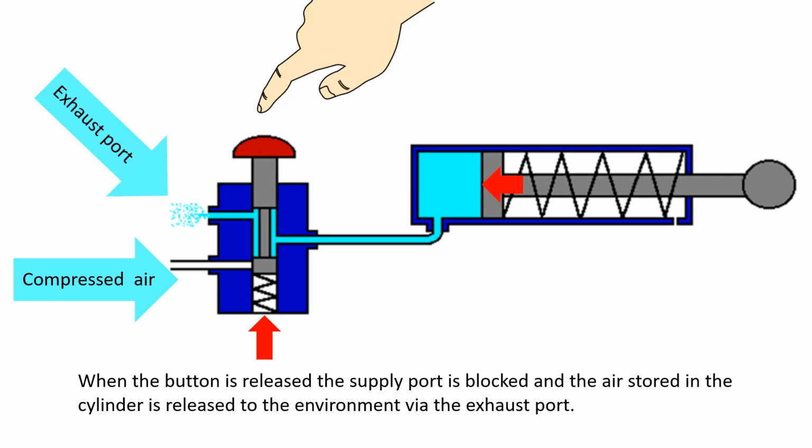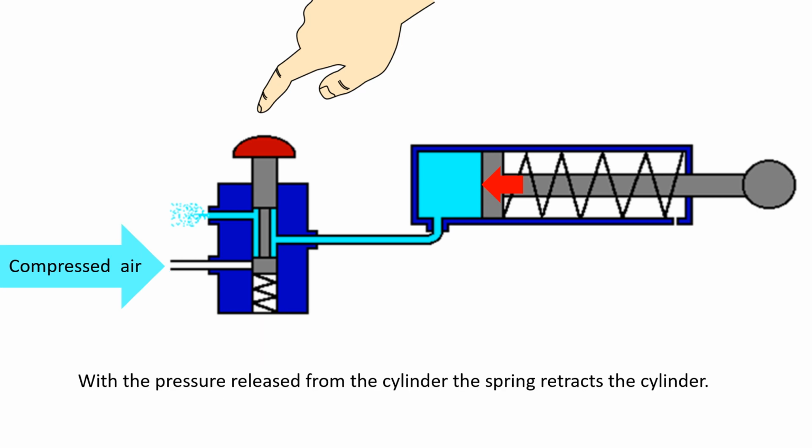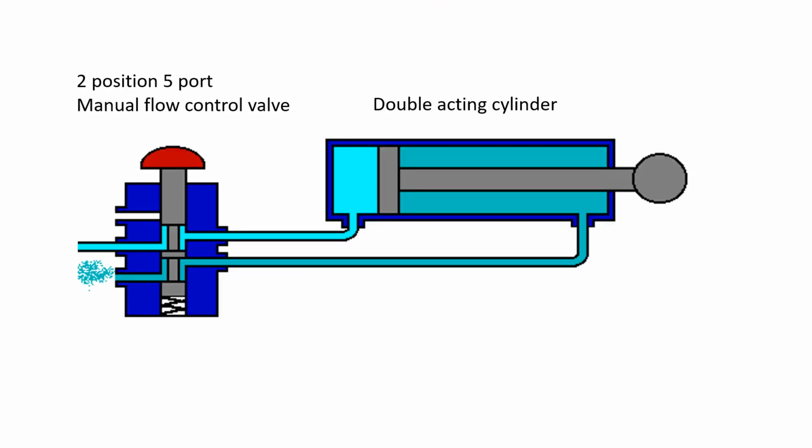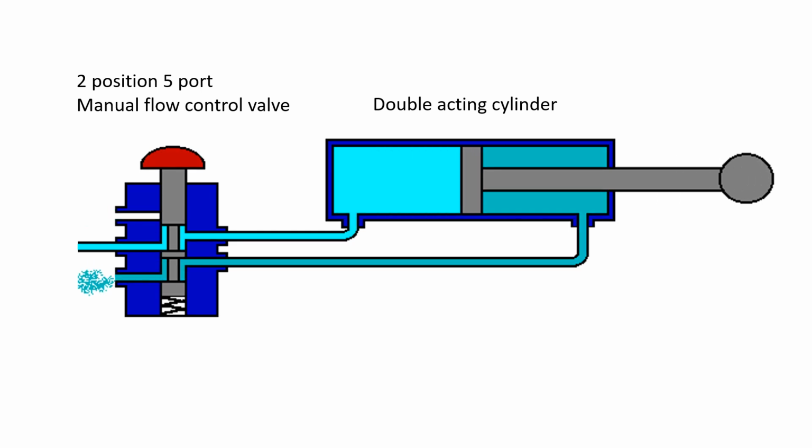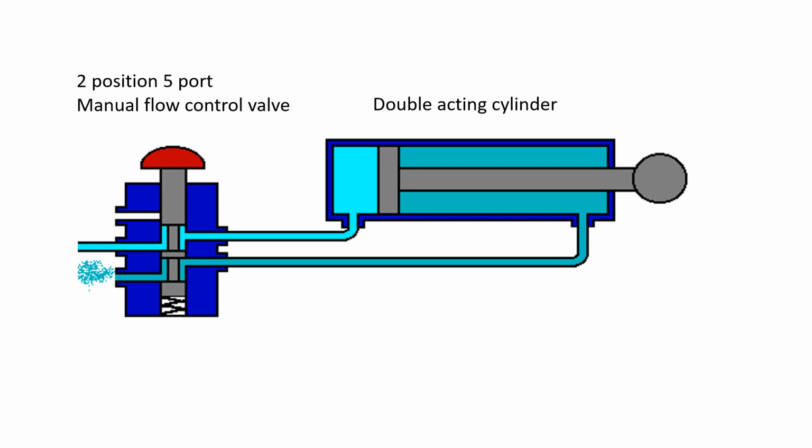When the button is released, we can see that the supply has been isolated and the air in the cylinder is free to escape into the atmosphere. As there is no longer any pressure in the cylinder, the spring returns the push rod to the retract position. Sometimes cans get jammed at the end of the stroke and the spring is not strong enough to retract the push rod.